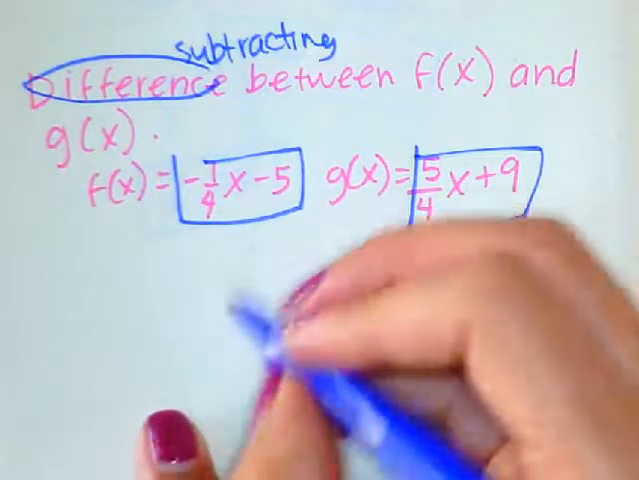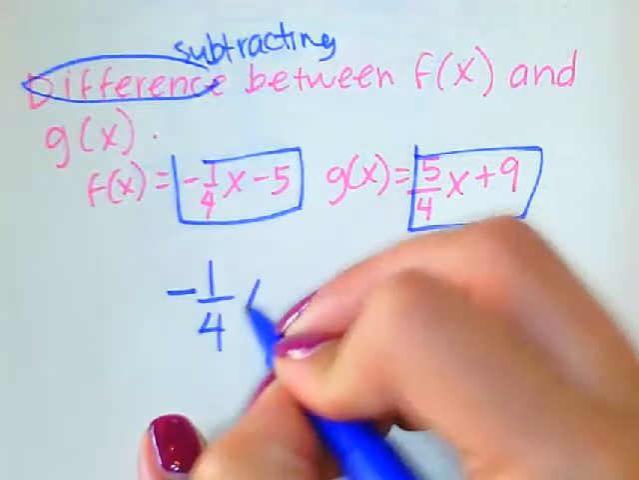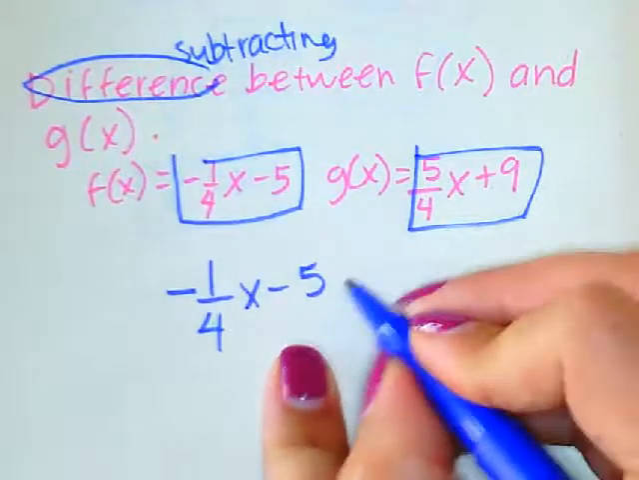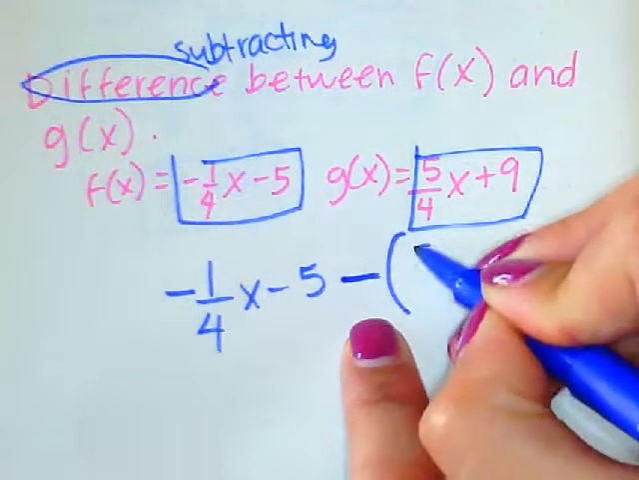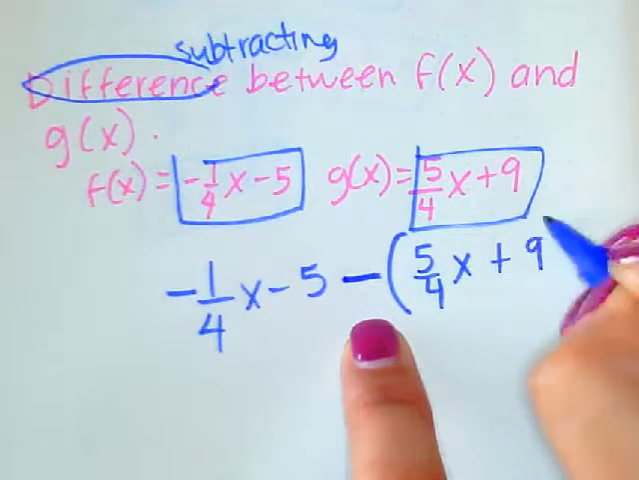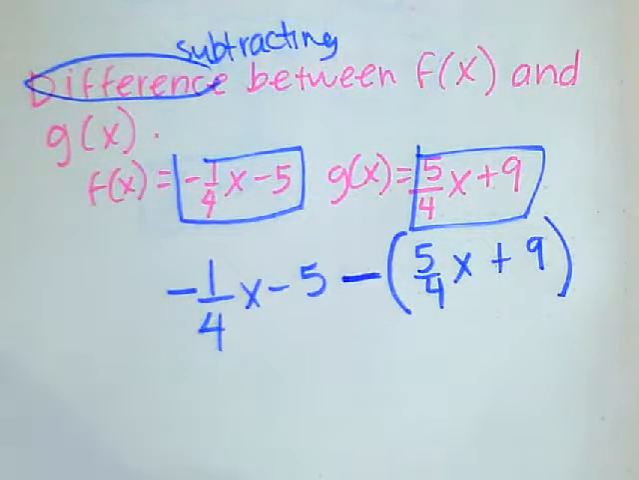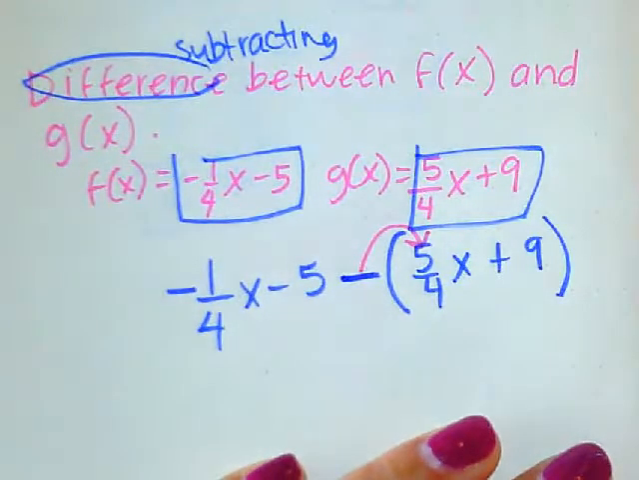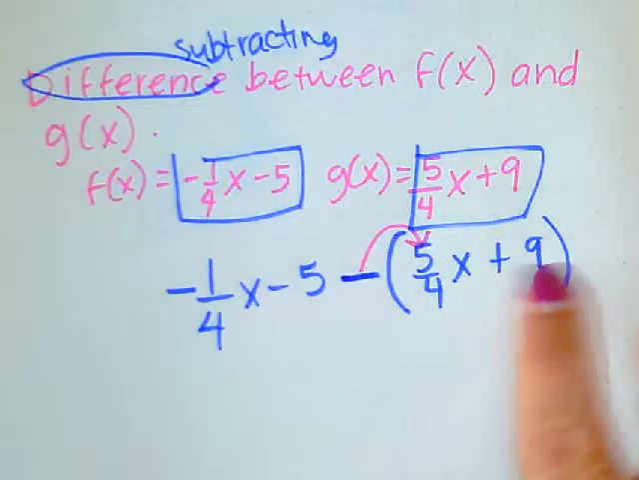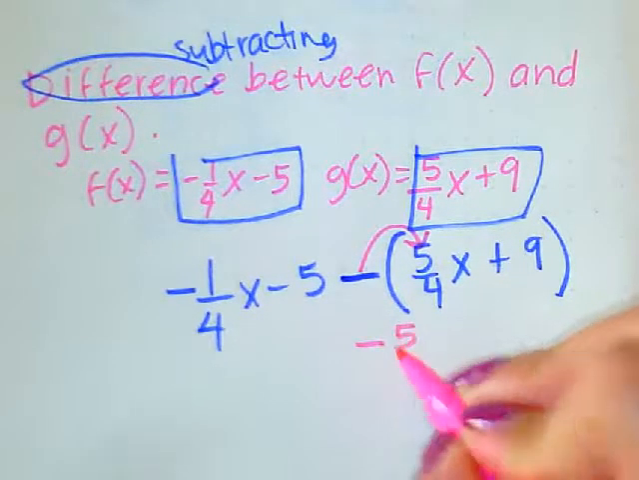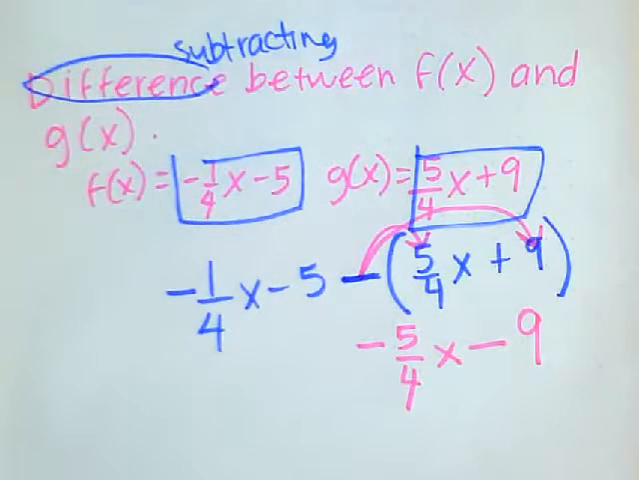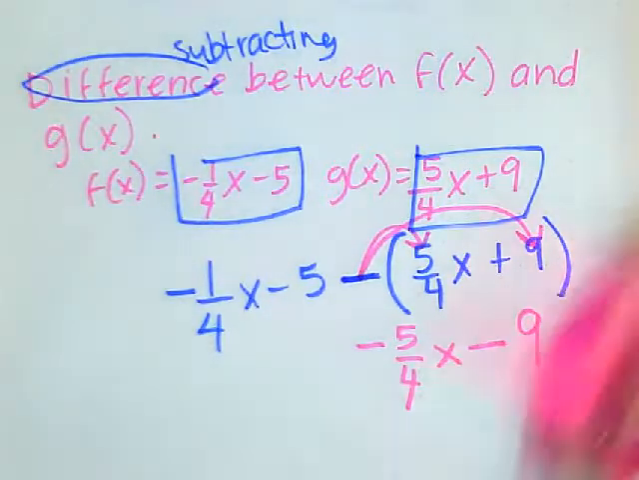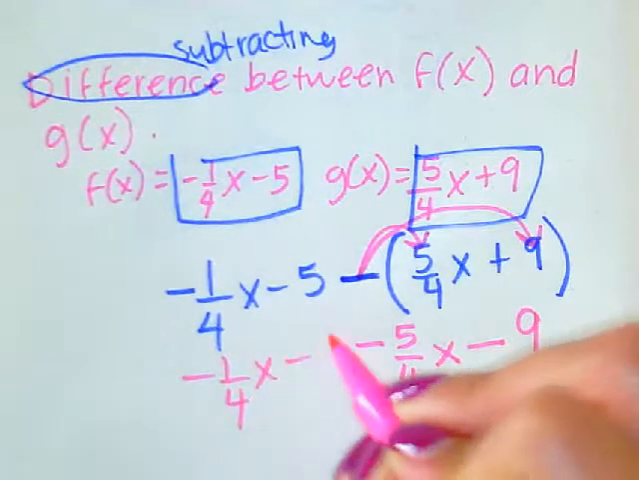So basically what we did on the top, I'm going to rewrite f of x as this, and then I'm going to find the difference, or subtract, that g of x. But remember, it's a whole expression, so I need to put it in parentheses, and that's my first step. My next step, as usual when you are subtracting expressions, is that you're going to distribute the negative in, in fact changing the signs inside. So that would give me negative 5/4 x, and negative times positive 9 would give me negative 9. Nothing happened to this first expression, so I just bring it down as is.